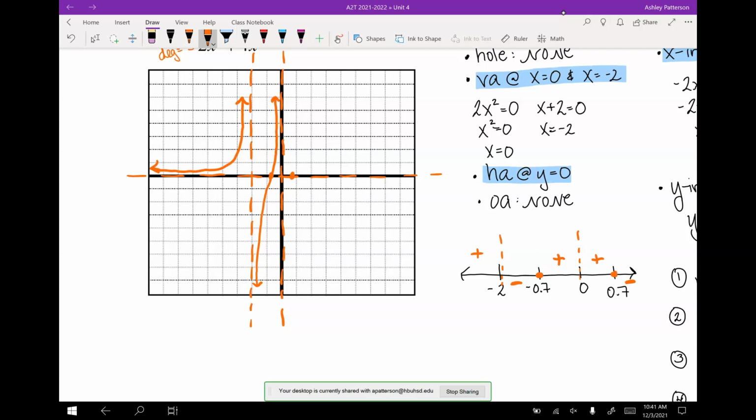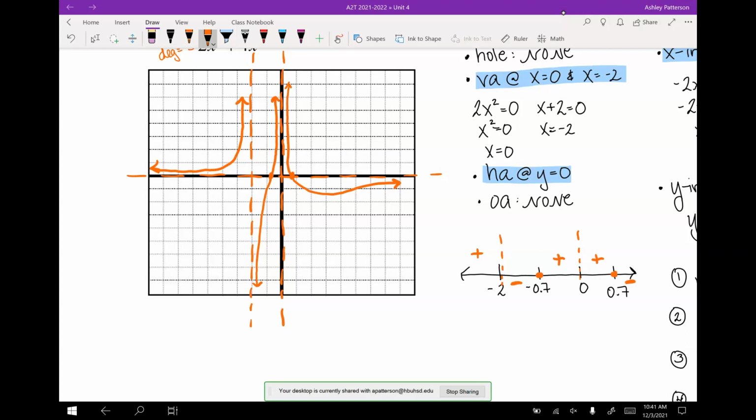In the fourth region, in between the second vertical asymptote and the second x-intercept, we're above the x-axis. We have positive corresponding y values. So I'm going to start by the vertical asymptote, and I'm going to go down towards the x-intercept. Where do I go from here? Down. We go below the x-axis. So I'm going to go down, coming back to end at my horizontal asymptote.